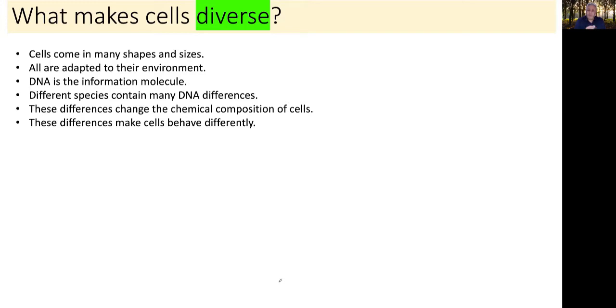And that's another thing that we mustn't forget in this course, right? We're not looking at just shape and size, we're looking at chemical composition. And that chemical composition can then be altered during the life of a cell to make the cell behave differently. So another thing to consider.